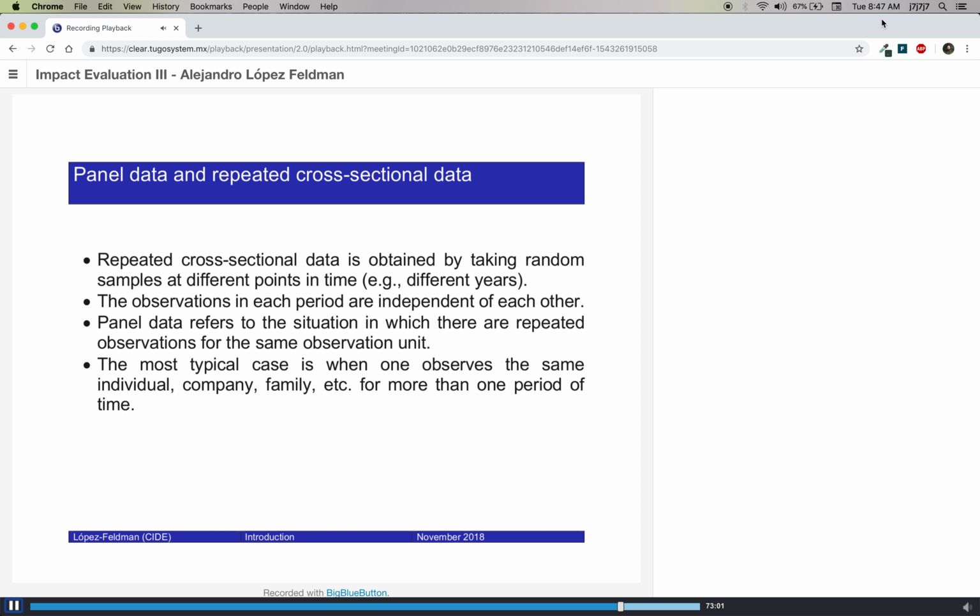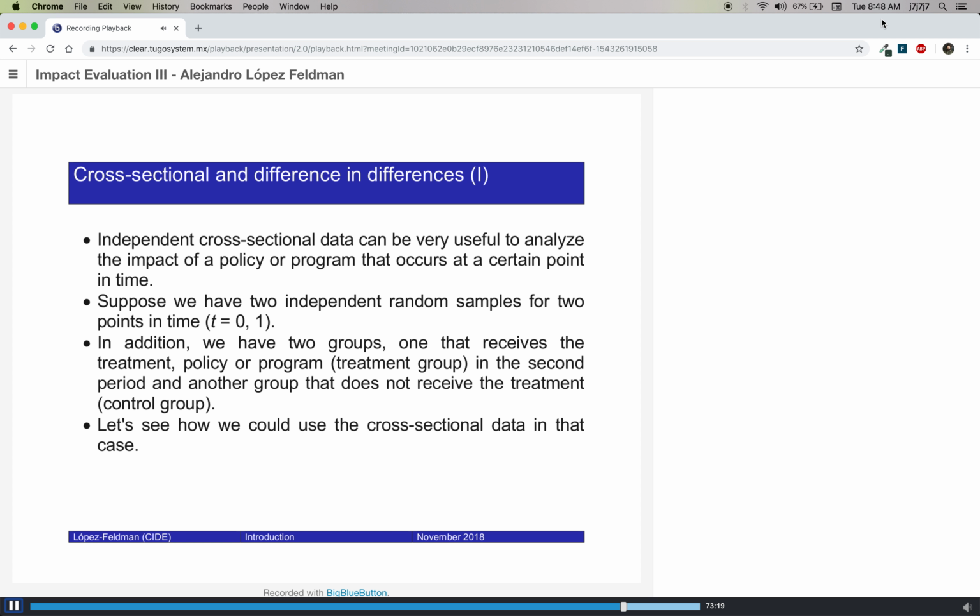So we're going to talk about how we can use this. We're going to start with cross-sectional data. And I am going to use this to talk about impact evaluation, which you might have heard of. And this has to do with the DID method, or difference in differences. So let's talk about this, and if we do not have enough time, we can talk about this on Thursday.